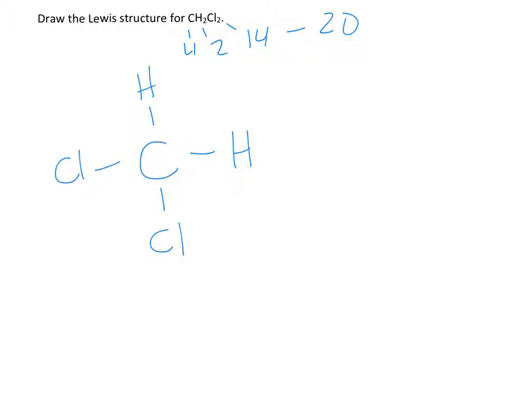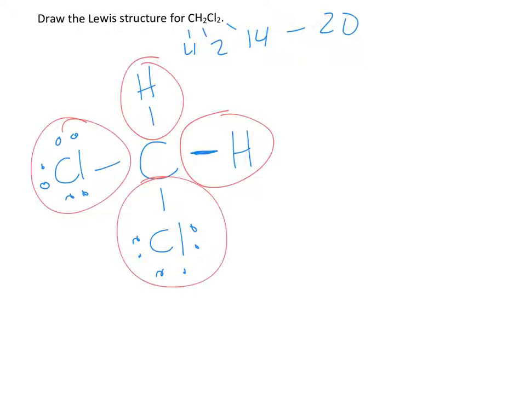We'll check the octet rule for the outer atoms. So for chlorine, I need to add 6 dots to get to 8. And then I will look at the hydrogens. Hydrogens never need dots. The bond is enough. Hydrogen is okay with 2 electrons because it's one of those smaller atoms. So all these outer ones have their 8. I check my budget: 2, 4, 6, 8, 10, 12, 14, 16, 18, 20. I've already reached my budget, but carbon doesn't need any more because it already has 8 from these bonds. So everything checks out. This Lewis structure is good.